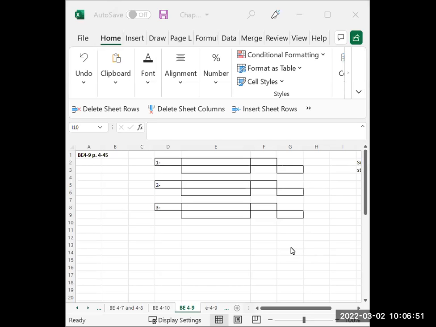So BE 49 on page, it says 445. Oh, so it's on 444 and 445. It's on the bottom of 444.